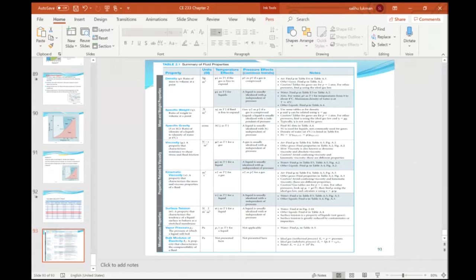More often than not, like I mentioned before, pressure usually affects gases, but it affects liquids when you are talking about vapor pressure. But when you are talking about density, pressure has little impact on the density of liquids, and that's why liquids are considered to be incompressible.